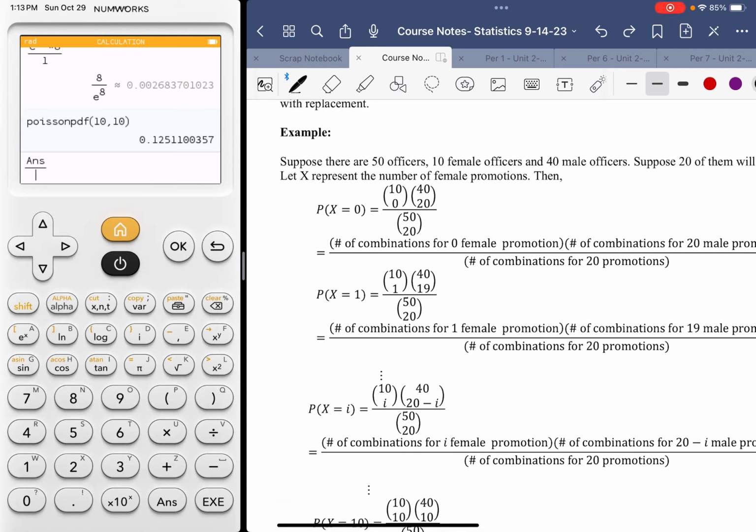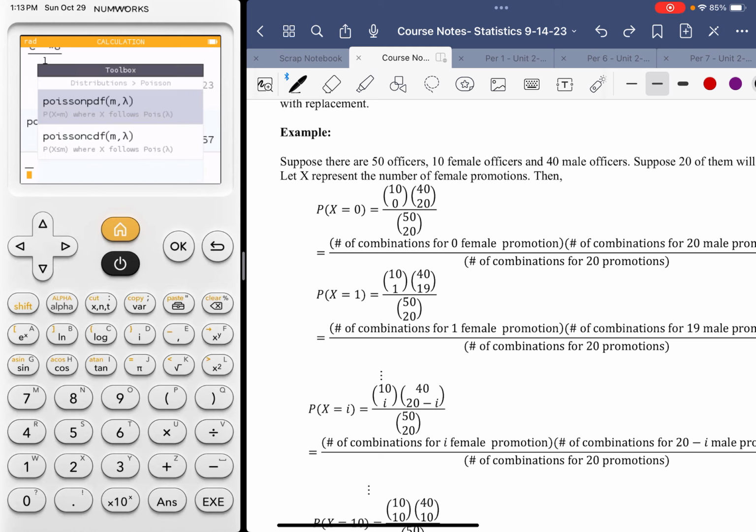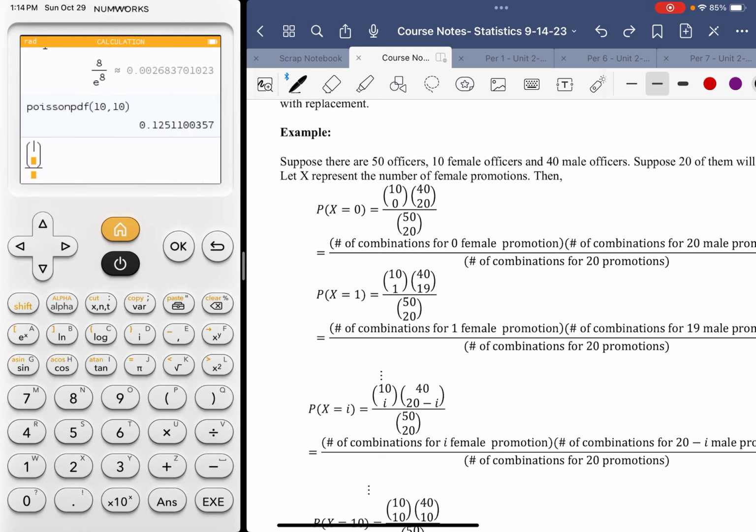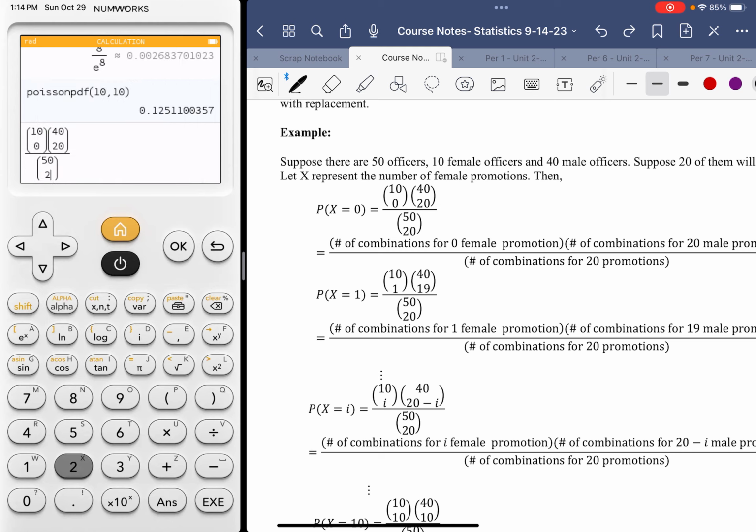So I like to get the division bar in first. Even though I have to erase the ANS, I just find it to be easier in terms of constructing a fraction. So toolbox, go back, you'll see combinatorics. You have the n over k one, that's the combination. Right, so 10 over 0. Same deal for the rest of it. So 40 over 20, and then 50 over 20.